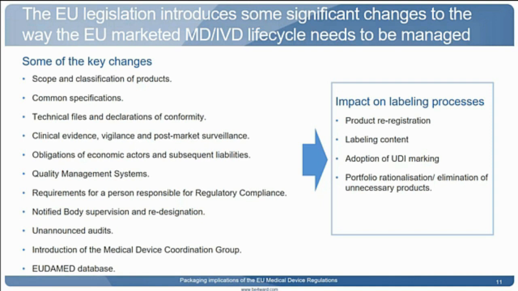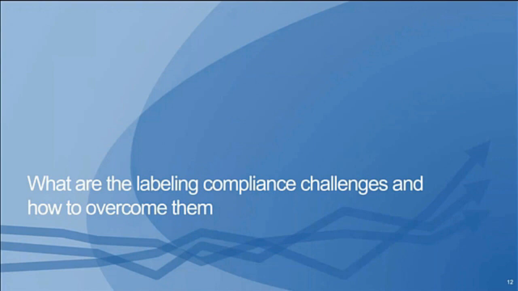The other things on the left-hand side here we've touched on, so in the interest of time, I'm not going to focus on them. But if we move to the right-hand side, you can see that there are also a number of impacts that we will see around labeling processes. I'd like to talk about those a bit more on the next slides. So let's just have a look at a bit more detail about what the labeling compliance challenges are and some of the things that companies will need to do to overcome them.